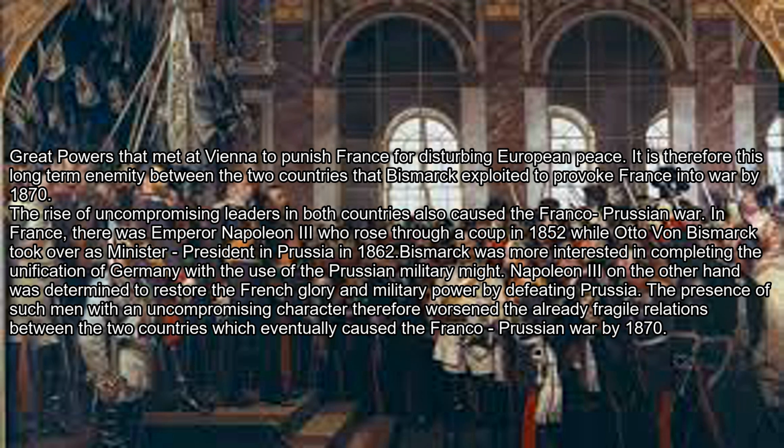The rise of uncompromising leaders in both countries also caused the Franco-Prussian War. In France, there was Emperor Napoleon III, who rose through a coup in 1852 while Otto von Bismarck took over as minister-president in Prussia in 1862. Bismarck was more interested in completing the unification of Germany with the use of the Prussian military might. Napoleon III, on the other hand, was determined to restore the French glory and military power by defeating Prussia.